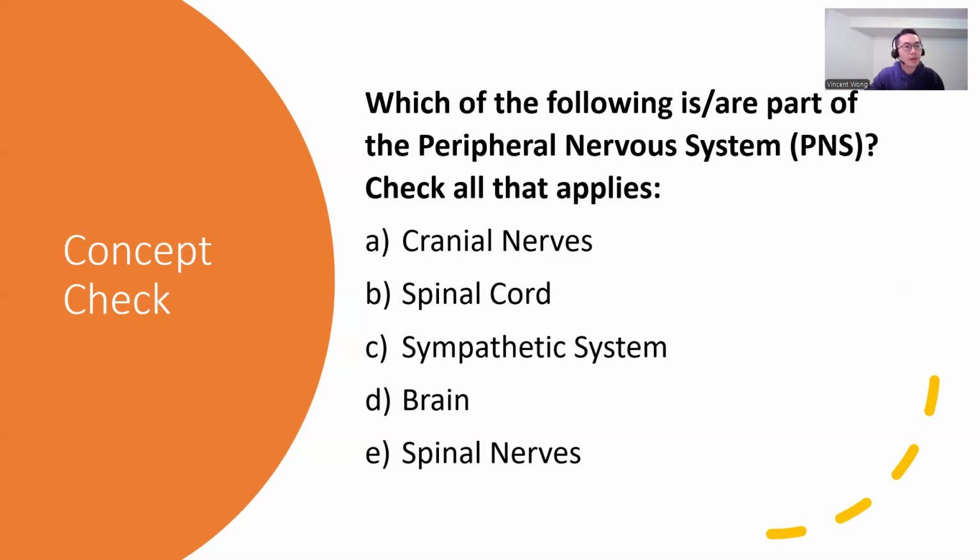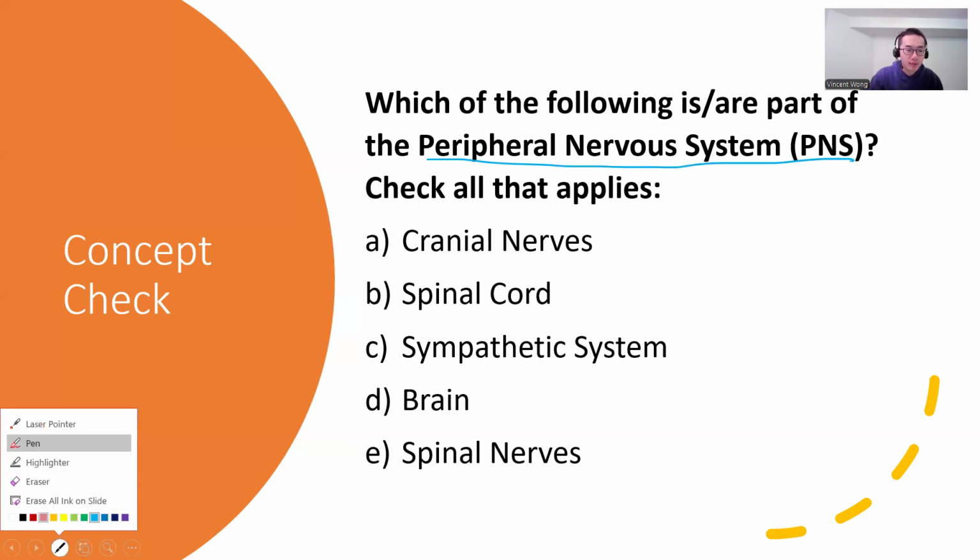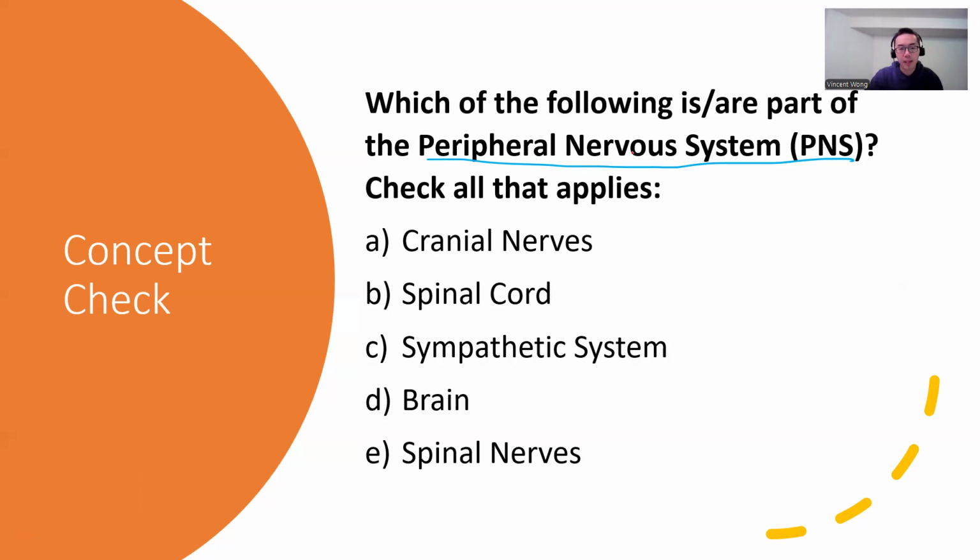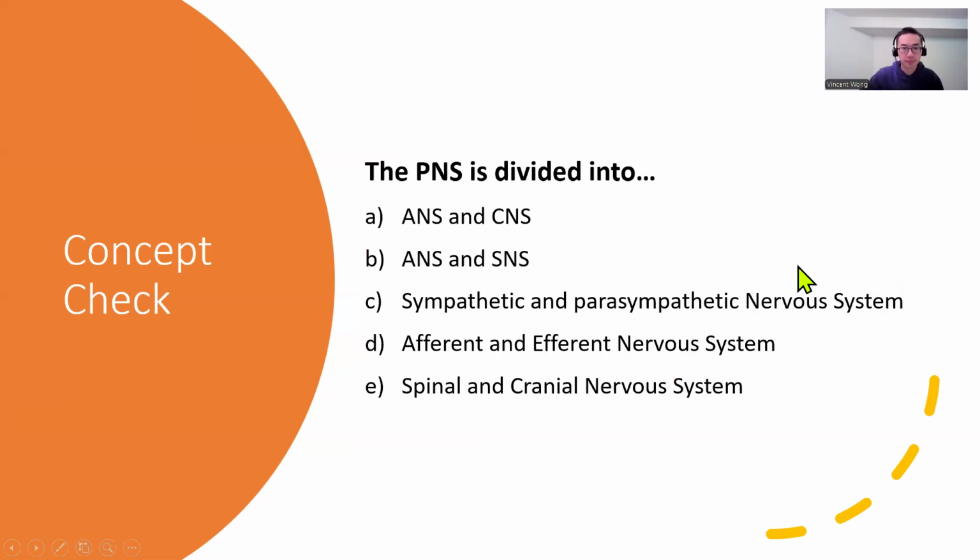Okay, thank you. So we are choosing everything that's part of the peripheral nervous system. It's quite straightforward. You just have to choose everything except for brain and spinal cord. So this, and this. A, C, and E. Brain and spinal cord are CNS. Everything else, PNS. How about this one?